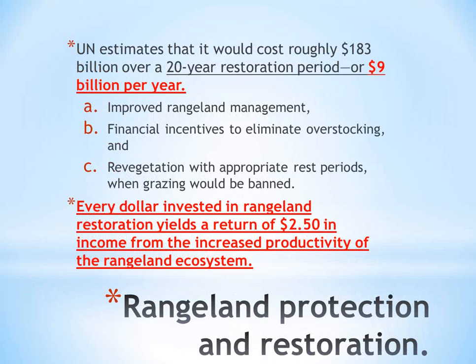Rangeland protection and restoration. The UN estimates that it would cost roughly $183 billion over a 20-year restoration period, or $9 billion per year. This would involve improved rangeland management, financial incentives to eliminate overstocking, and revegetation with appropriate rest periods, when grazing would be banned. Every dollar invested in rangeland restoration yields a return of $2.50 in income from the increased productivity of the rangeland ecosystem.